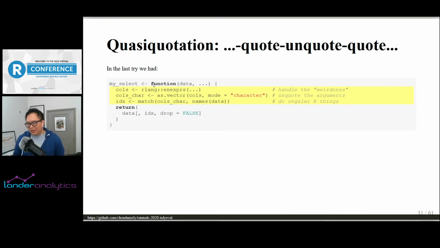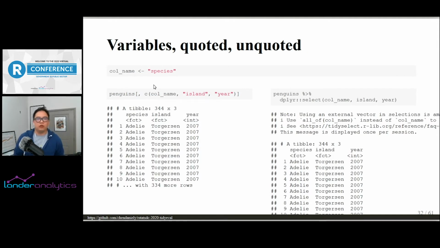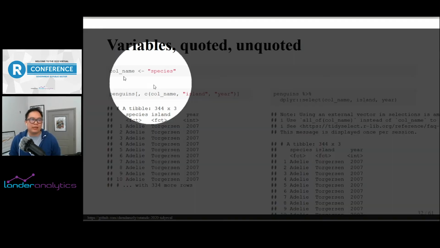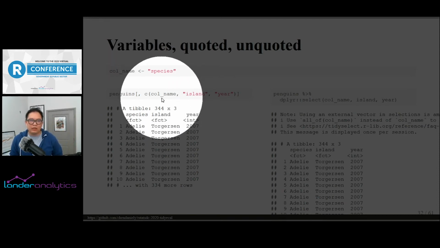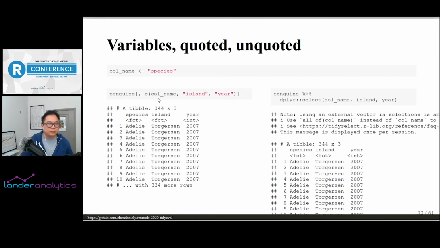So what exactly is quasi-quotation, which is essentially quoting, unquoting, and requoting. Before our last attempt, we used nexpr to handle the weirdness that's going on. We turned it into a character string, and then we did regular R things with it. Variables can be both quoted and unquoted. So we can say, okay, now we want colname as species as the variable, and we want to pass that in as one of the column names for selection.